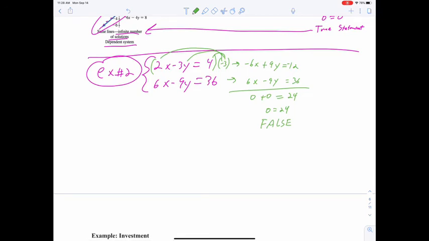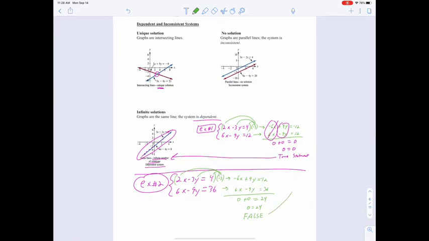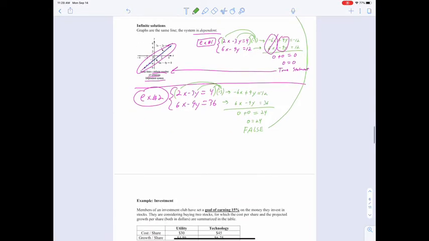So whenever you have a false statement, that is this situation up here. In other words, you have two parallel lines, which means they'll never cross, which means you have no solution. That's called an inconsistent system. Okay? All right, so these are important to go over. Make sure you understand them.